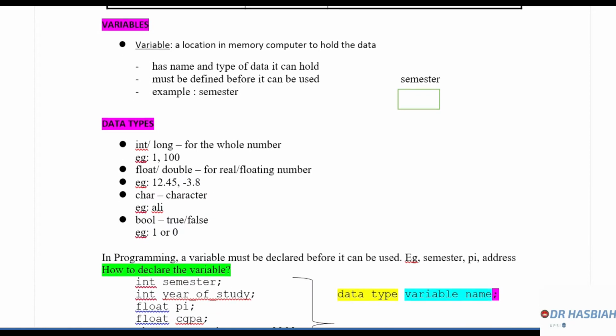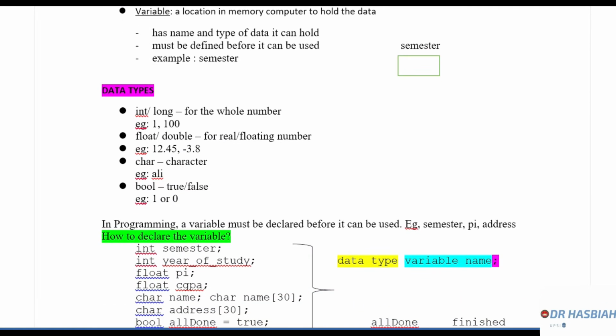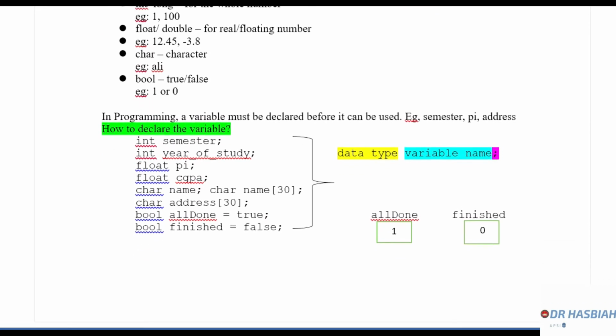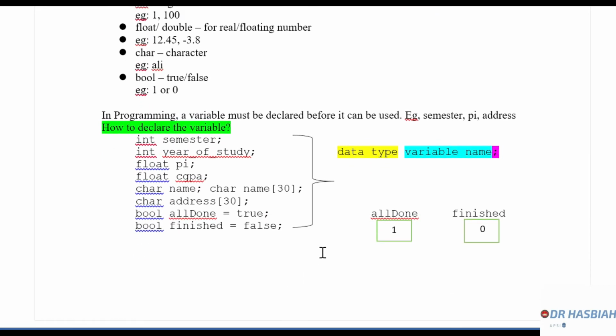So now you have known the variables, you have known the data type. Now we move to the declaration of your variable. How to declare your variable? In programming, a variable must be declared, as I said just now, before it can be used. For example, you have the variable semester, variable pi, and then address here. So you have to declare.